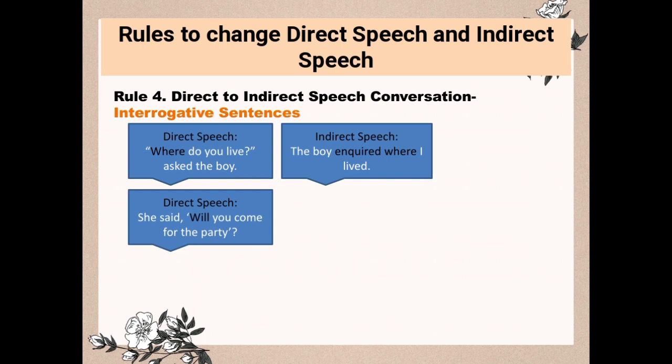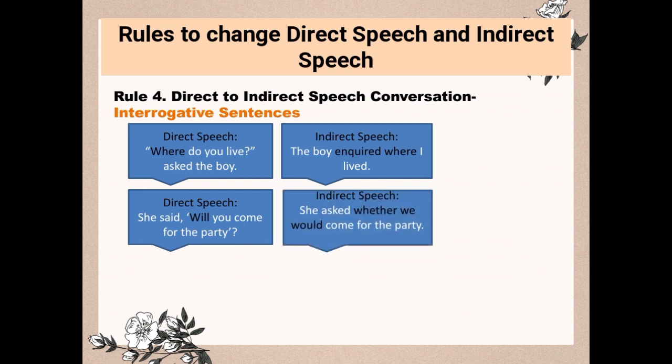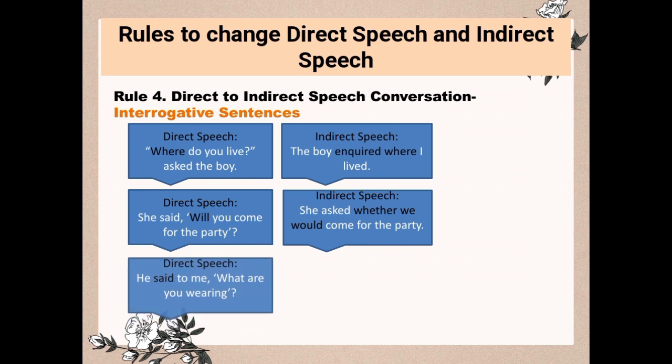Next, if a direct speech sentence begins with an auxiliary verb or helping verb, the joining clause should be if or whether. So, she said, "Will you come for the party?" Will is an auxiliary verb. Then the indirect speech: she asked whether we would come for the party.